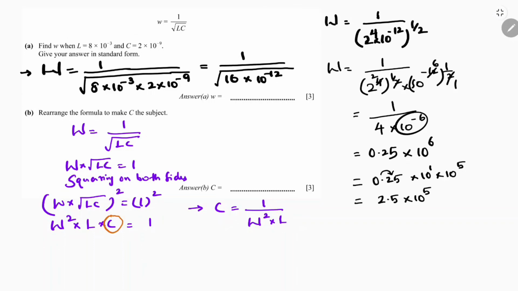And here the answers are: the first answer, W value is 2.5 into 10 to the power of 5, and C equals 1 by W square into L.